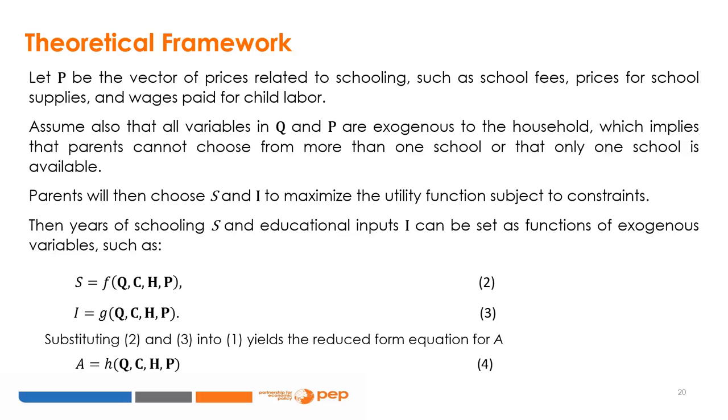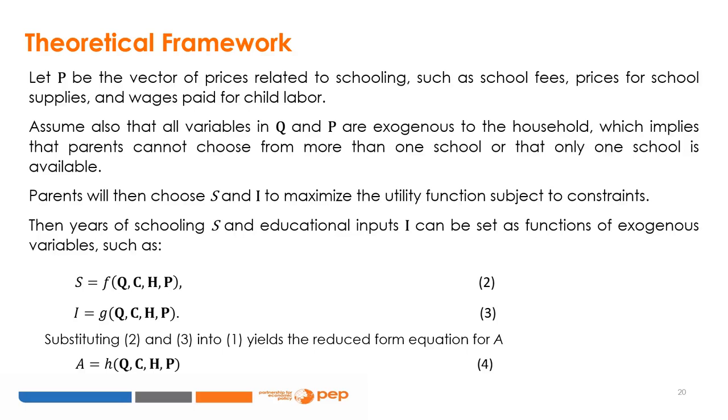H, and P. If we assume that households can choose from more than one school, which is more realistic, then Q and P become endogenous. Households will then maximize utility with respect to each schooling choice, choosing the one that gives the highest utility. Conditional on this specific school, households choose S and I, as if there was only one school choice. Observe that 4 is a causal relationship and reflects preferences.